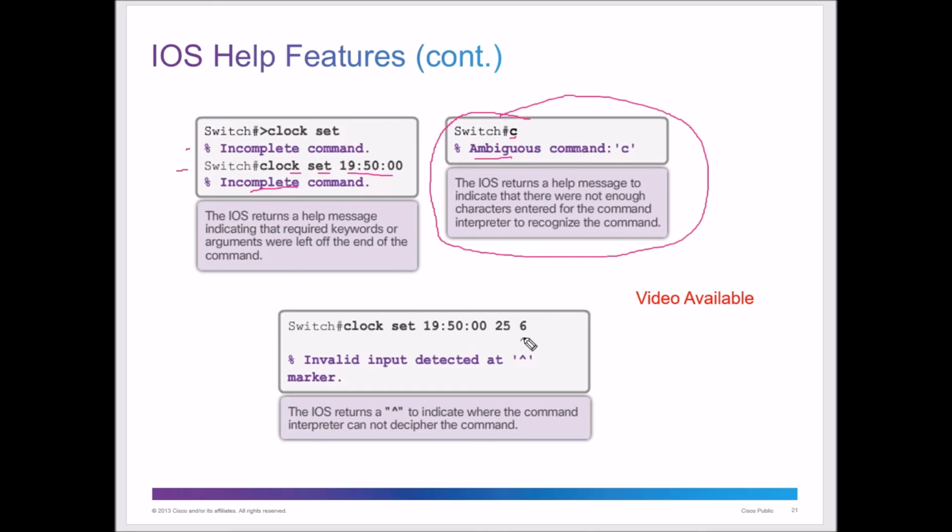And then if we put in something that's invalid, we're going to get a symbol that looks like that. Invalid input detected, and it's going to show you where it is. So it's just not going to leave you hanging. It's not just going to say, hey, that was wrong. It's going to tell you that right there is where your incorrect command is.